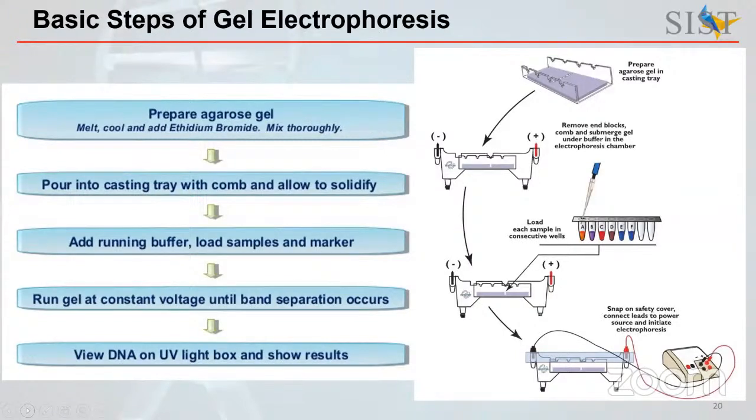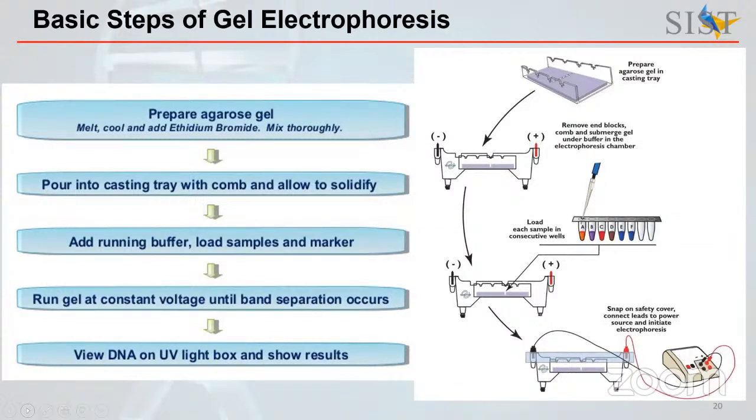So the first step is to prepare the agarose gel. In gel electrophoresis, the common gel we use for DNA or RNA is agarose gel. That's why preparation of agarose gel takes place first. The second step is pouring the prepared gel into a tray so that it will become solidified and be in the semi-solid state.